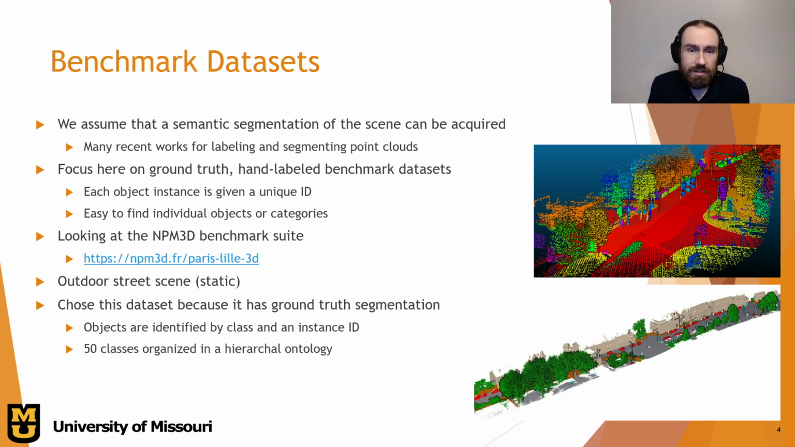So the data set that I'm going to be using to explain most of this today is a well-known data set, the NPM 3D benchmarks suite. And this data set is really nice because it's got hand-labeled ground truth segmentation. So for every point, we have a class label and an instance ID. So we know that, for instance, it's not just a point belonging to a person, but a specific person. And so this lets us create our object representation of the scene.